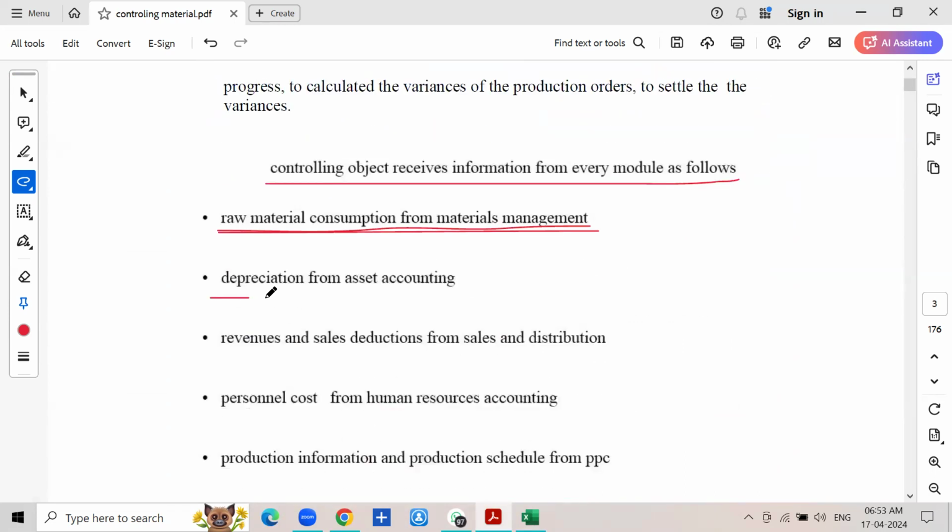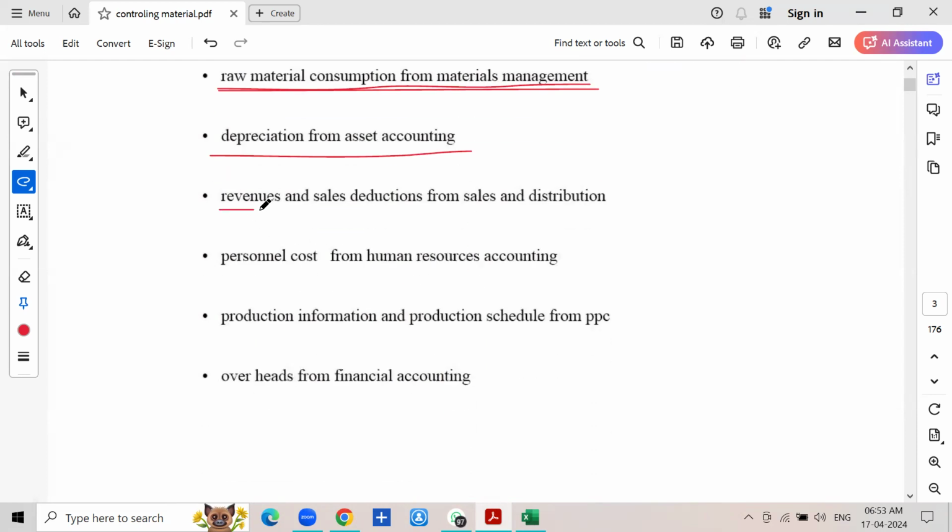Then depreciation from asset accounting. We have already seen in AFAB that every month or period the user executes the transaction code AFAB. As a result, the depreciation is calculated and the depreciation GL account is updated in the general ledger. That means the depreciation expenditure is originally incurred in the asset accounting module. From asset accounting, it is updated in the general ledger, and from the general ledger, it is transferred to controlling. Then revenues and sales deductions from the sales and distribution module.